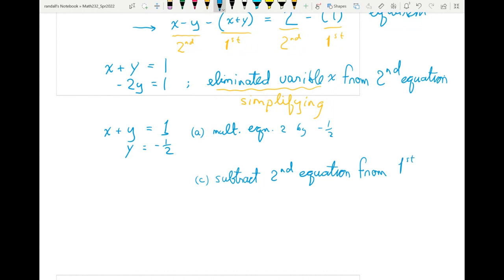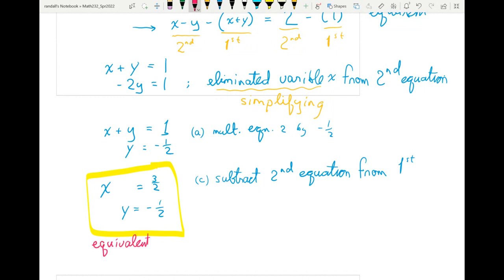Okay, so what happens when I do that? So my second equation is the same, so I'll write it first. Now I'm going to subtract y from the left-hand side of the first equation. I'm going to subtract minus 1/2 from the right-hand side of the first equation. So what I end up with is x, no more y, but my right-hand side changes to 3/2. So voila. That is an equivalent system to the first one, in that it has the same solution set.